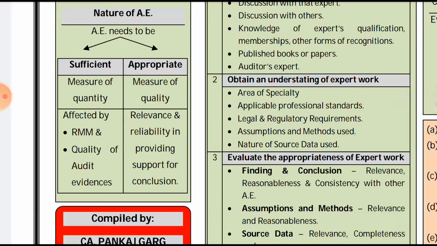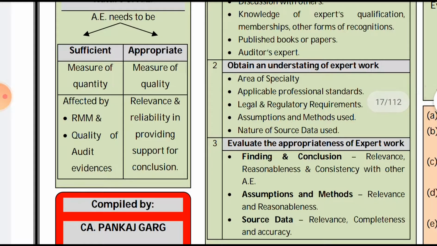The auditor should obtain sufficient and appropriate audit evidence. Sufficiency is the measure of the quantity of audit evidence. It is affected by the risk of material misstatement and the quality of audit evidence. Appropriateness of audit evidence is a measure of the quality of audit evidence. It is based on the relevance and the reliability in providing support for the conclusions.